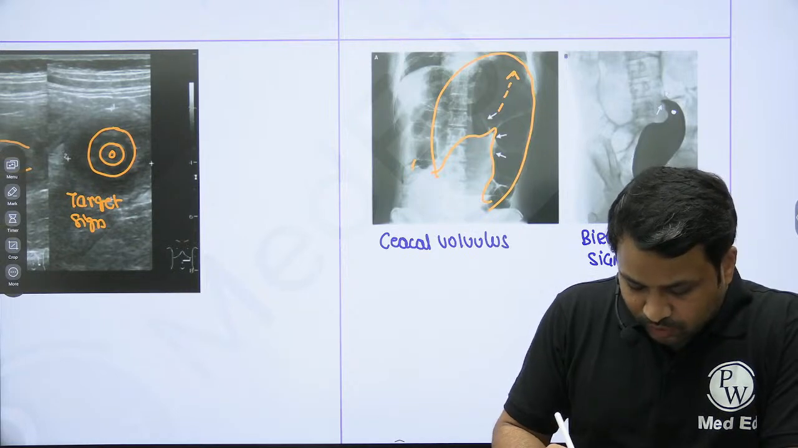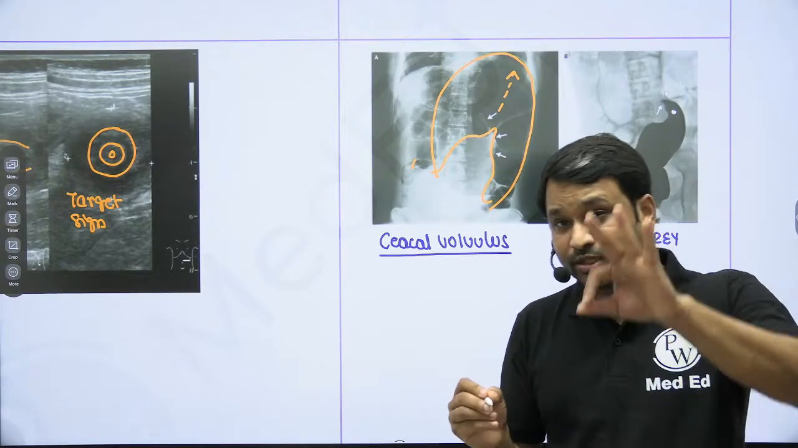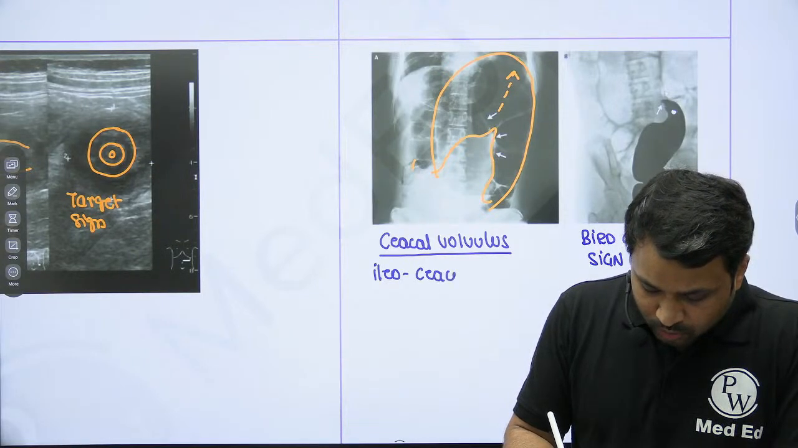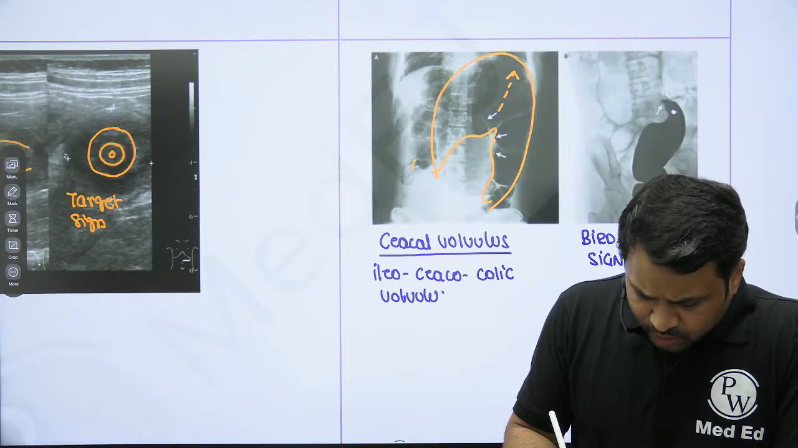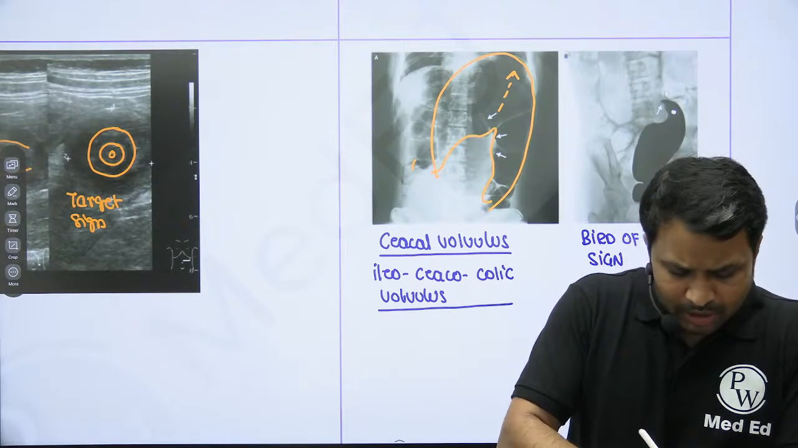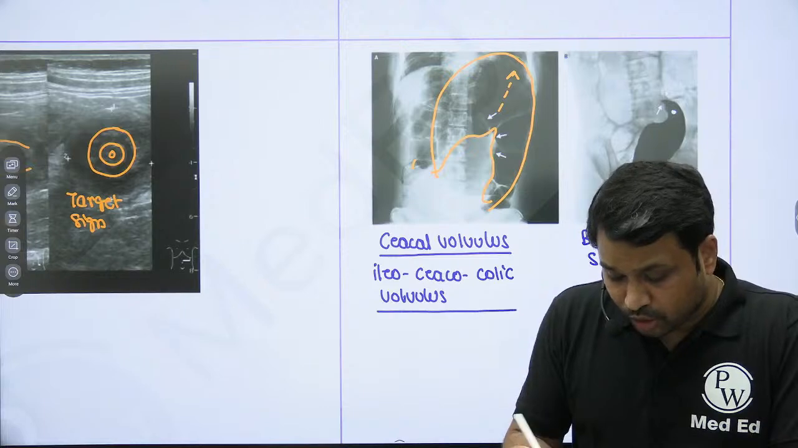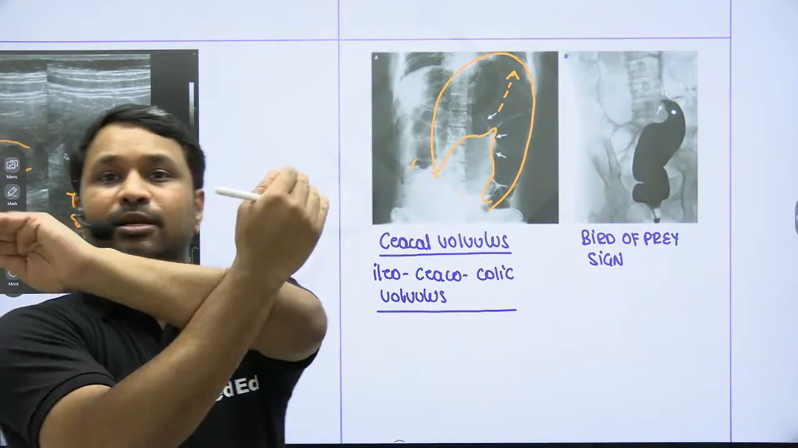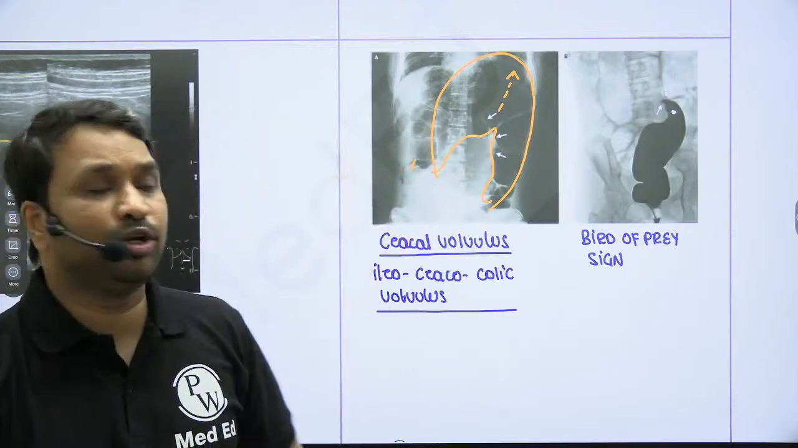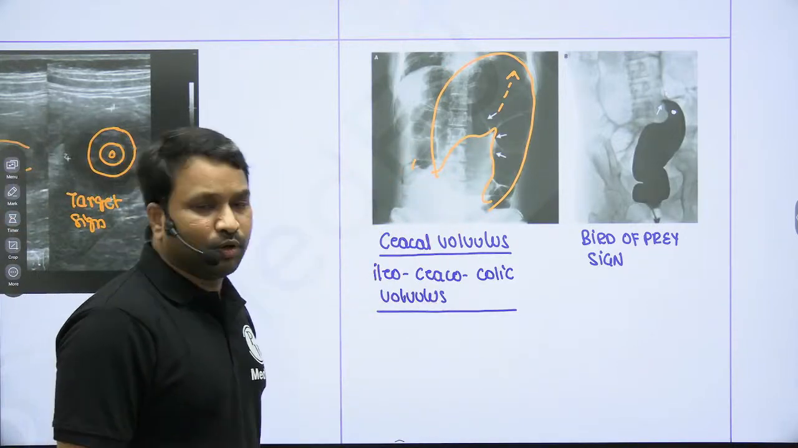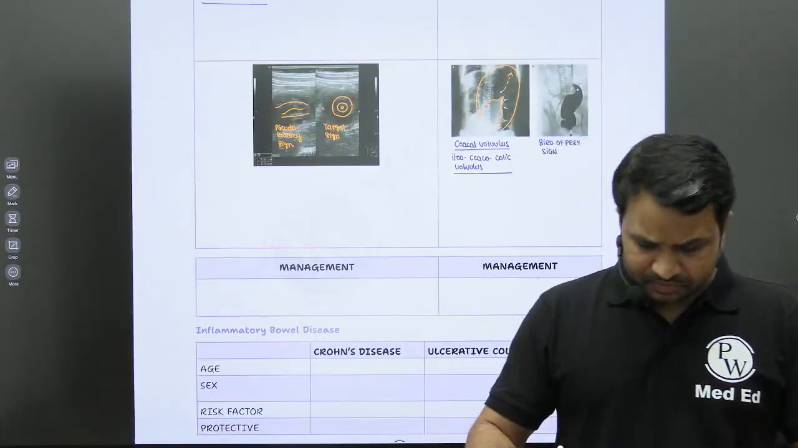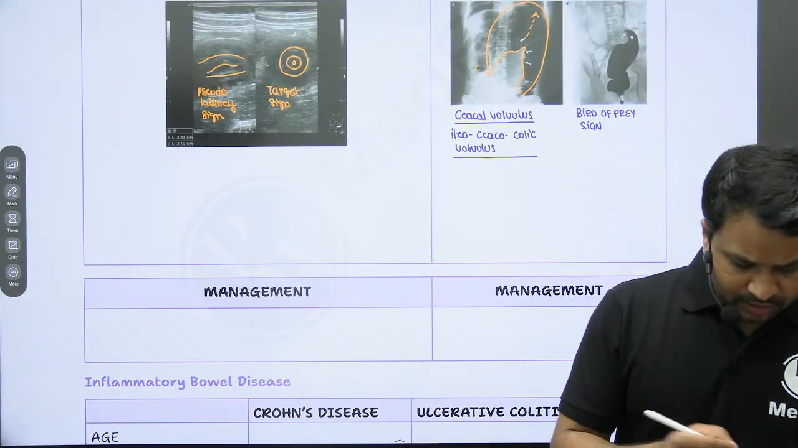Now remember, cecal volvulus is actually a misnomer. It's a combination of three structures that is called as the ileocecocolic volvulus. Because if you look at the cecum, it is only 7 centimeters long. So it is such a small segment that it cannot per se rotate around its own axis. So when it rotates, it takes a little bit of the terminal ileum, a little bit of the ascending colon. So it is called as ileocecocolic volvulus. So cecal volvulus per se is actually a misnomer. Okay?